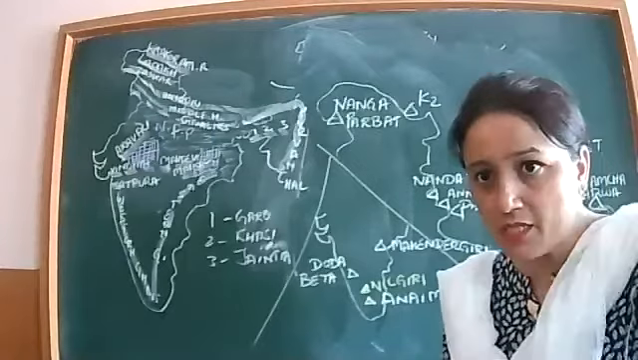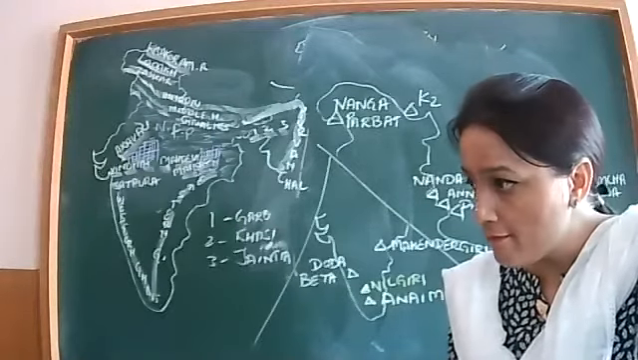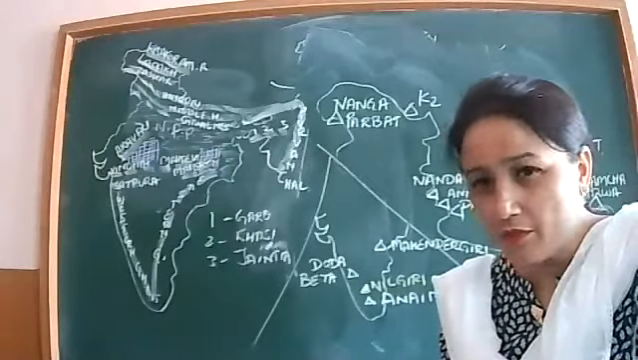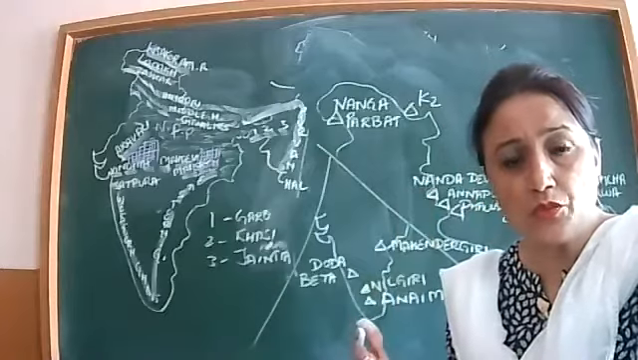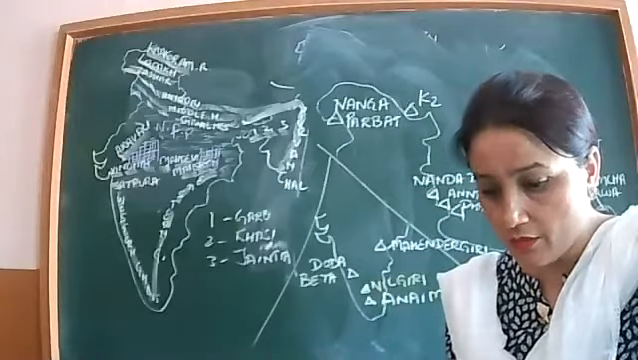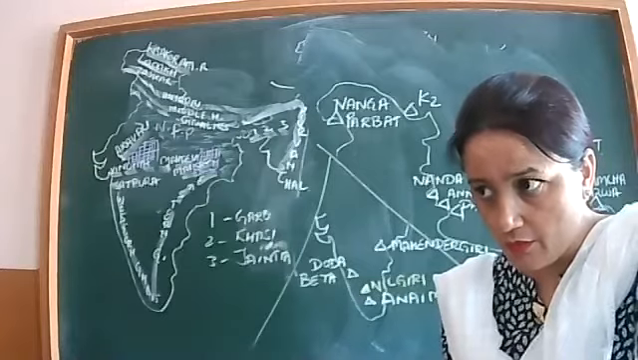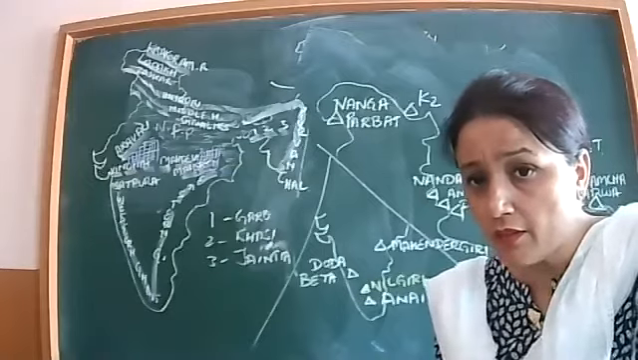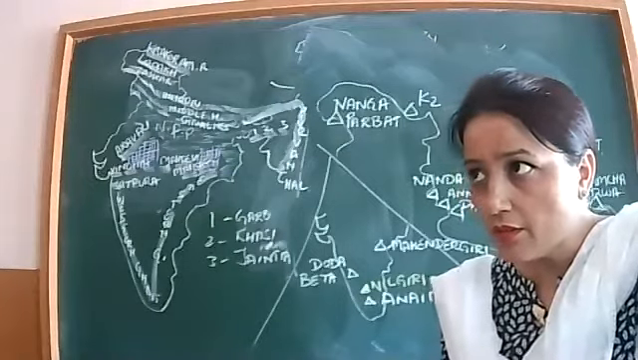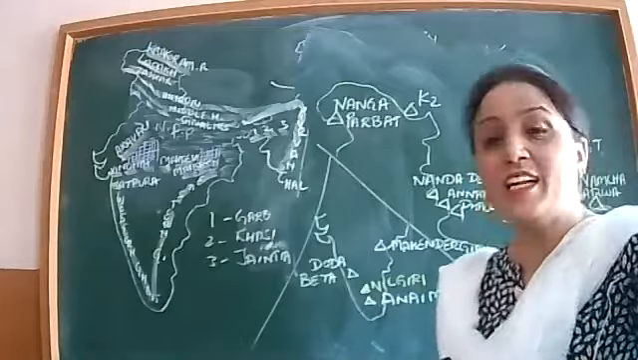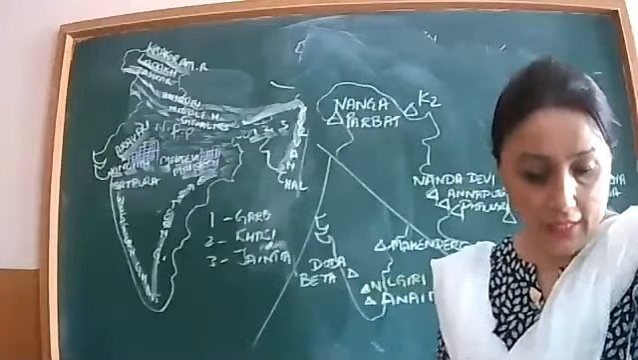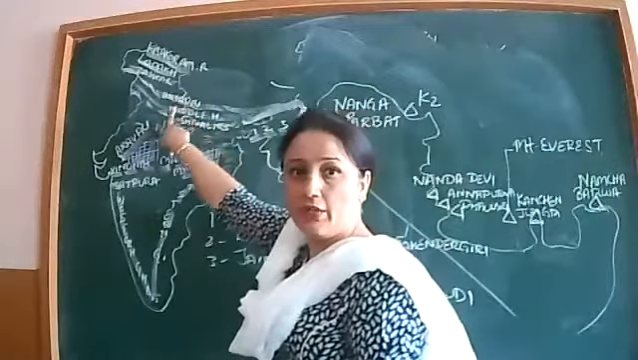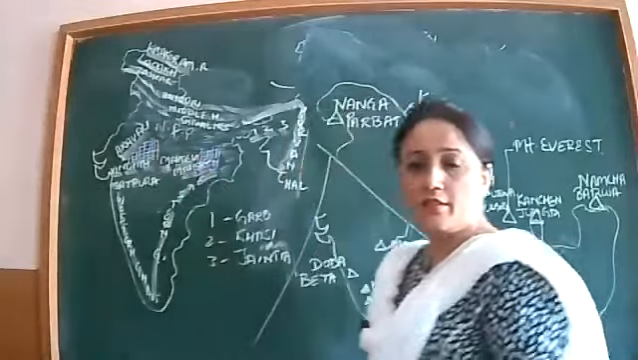Excuse me, ma'am. Yes, child. Ma'am, what have you written below the Zanskar range? That is Himadri. Karakoram range, Ladakh range, Zanskar range, three ranges. Then we have Himadri, Himachal, Shivalik. Done?